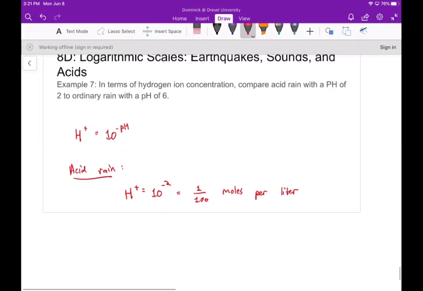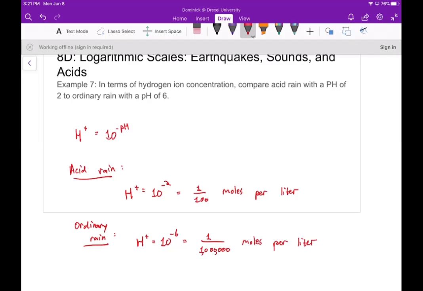And then, of course, for the ordinary rain, we have that H plus is equal to 10 to the minus 6. So this is 1 over 1 with 6 zeros, which is known as 1 million. And of course, this is in moles per liter. All right, so those are the different hydrogen ion concentrations for each of these two.